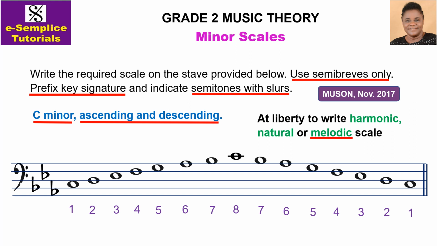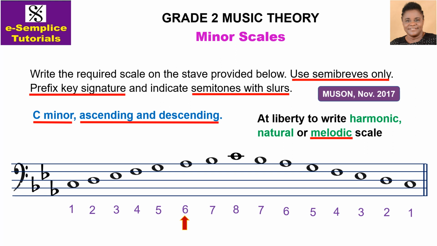So what makes a scale melodic? In the ascending scale, because I'm writing a melodic scale, I'm going to raise the 6th and 7th degrees, or the 6th and 7th notes. Now watch out that 6th degree is A flat. A is flattened in the key signature, so that is A flat. So if I raise A flat, I'm going to have ordinary A.